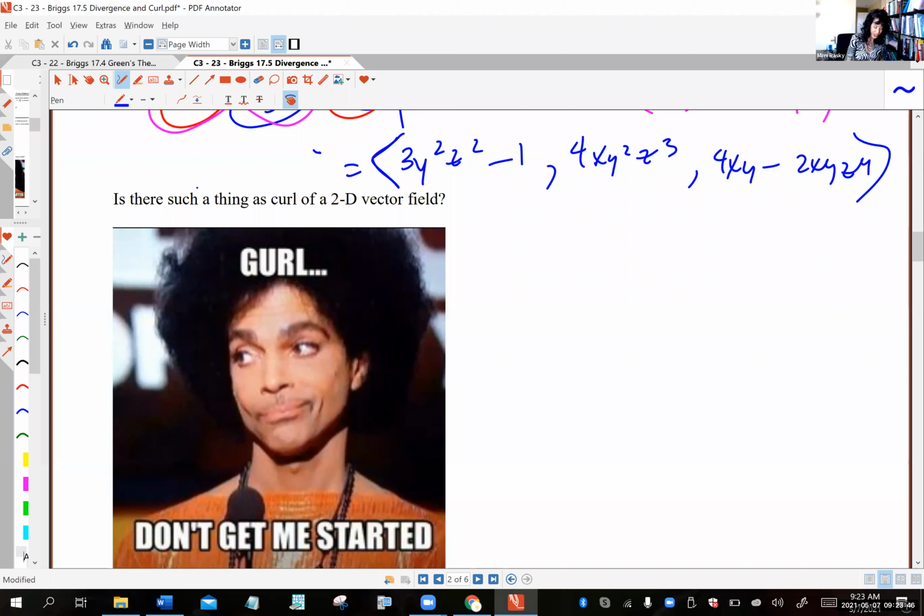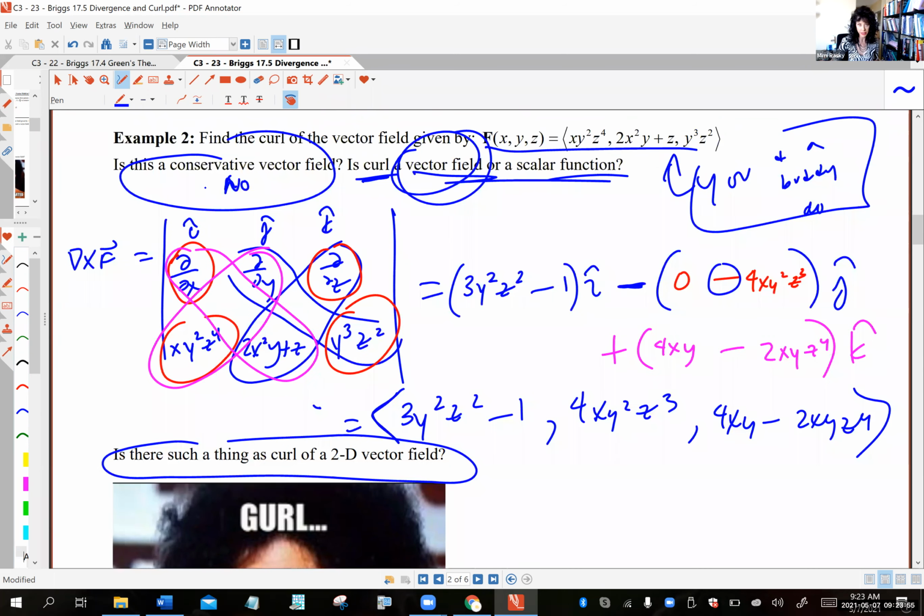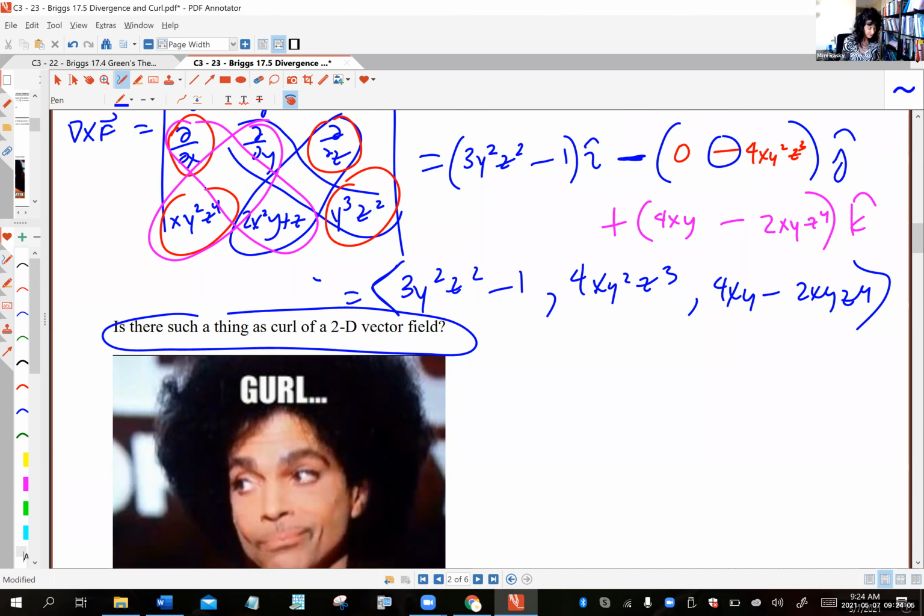Is there such a thing as curl of a two-dimensional vector field? This seems like a trick question. Because curl involves cross product, and you remember from cross product two or three months ago, you need three-dimensional vectors to cross product with. So technically, no. Although they do ask for the curl of a 2D vector field in your homework. So it's like, well, what? So what you can do is embed your 2D vector field into 3D.